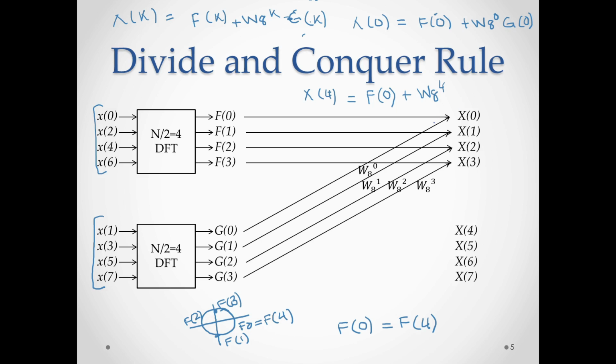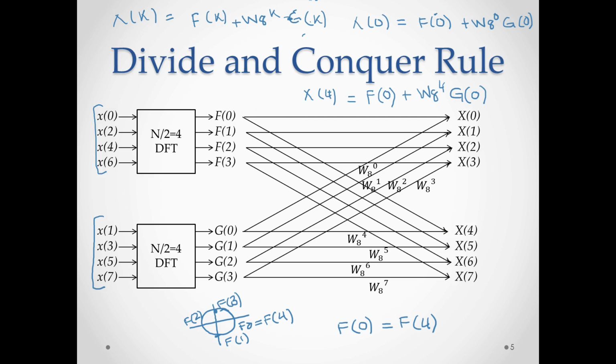Similarly, the next term would be G of 4, but as we know, G4 would be equal to G of 0. So we will write our next term X of 4 using this transformation technique. Our X of 4 is equal to G of 0 multiplied by W at 4 and then added with X of 0. Similarly, we can calculate X5, X6, X7 terms over here.